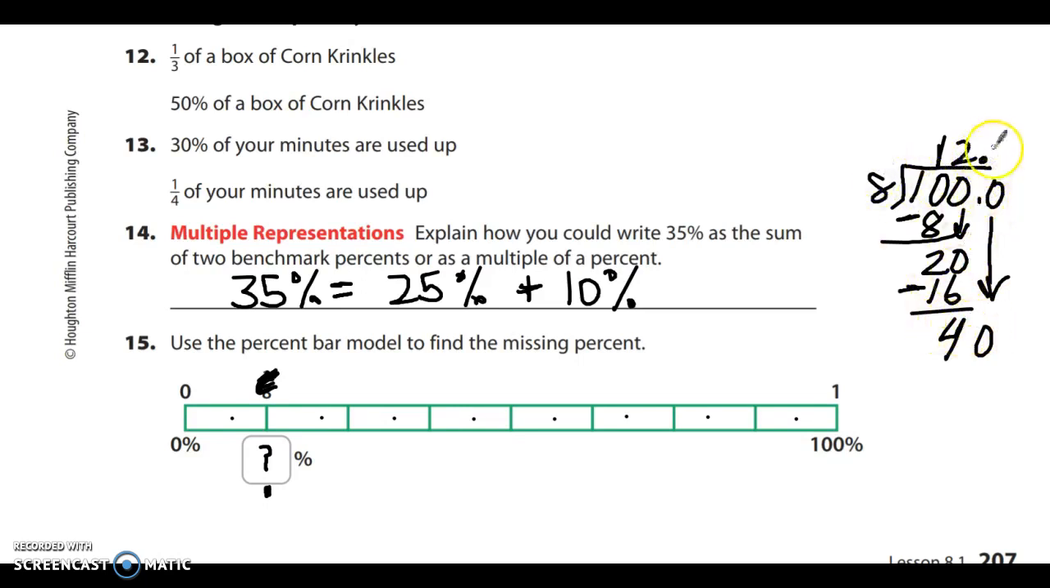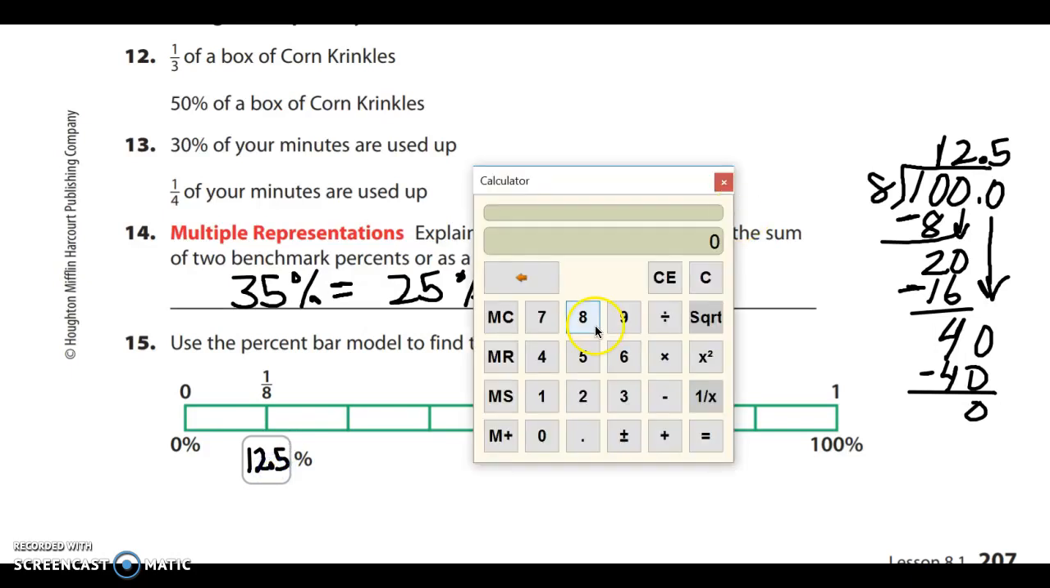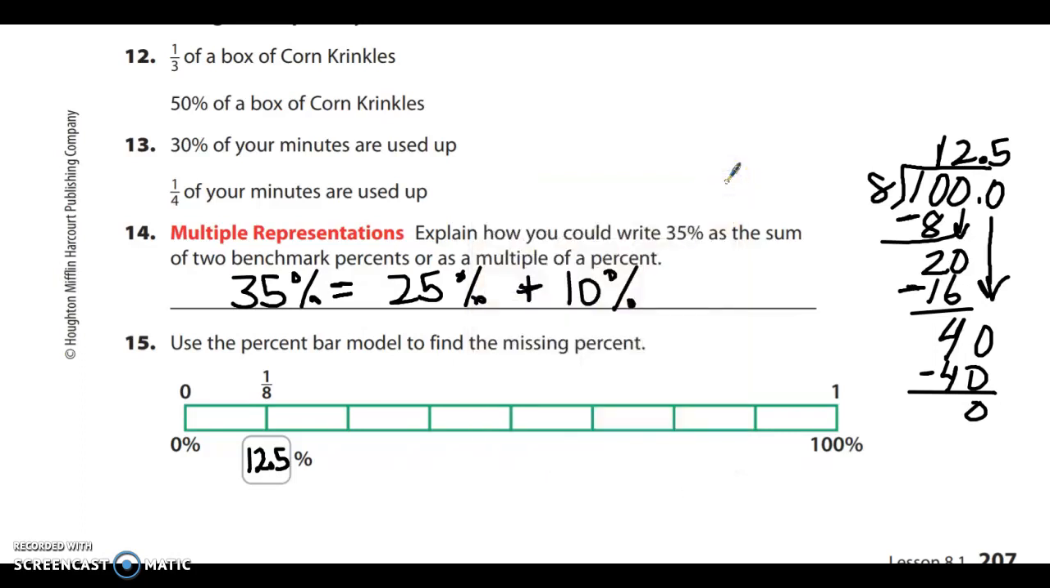8 goes into 40 5 times. 5 times 8 is 40. I get no remainder. What does that mean? Well, it means that each of these sections would be 12.5%. And we can prove that various ways. One way we could prove it is there's 8 sections, so we could multiply that by 12.5. I expect my answer to be 100. 8 times 12.5 is 100. That proves it, that it's right.